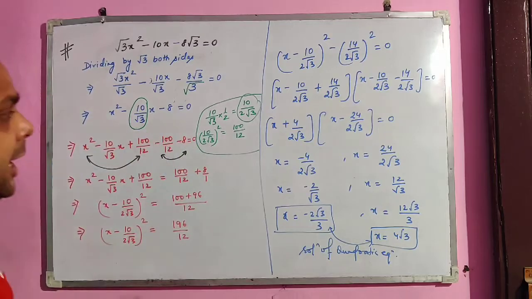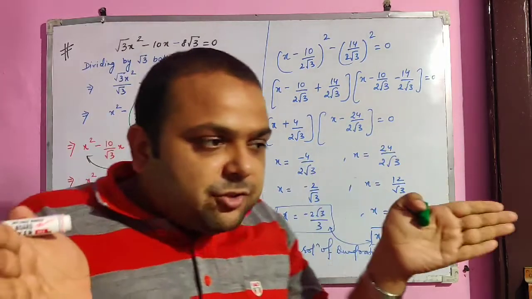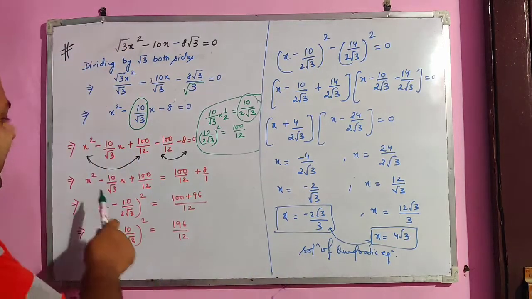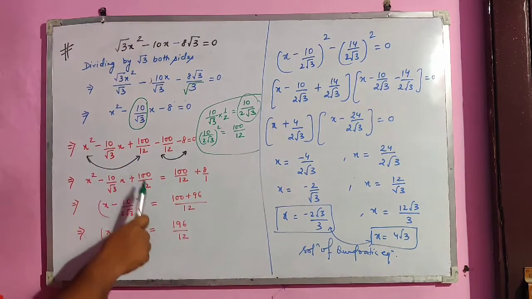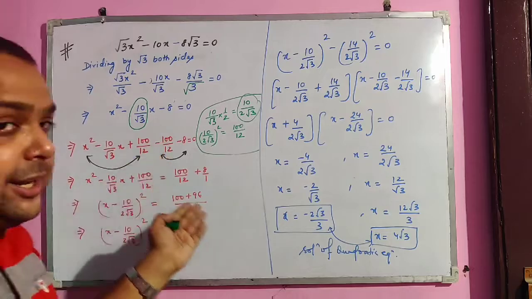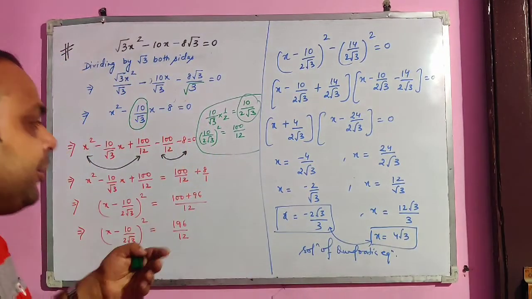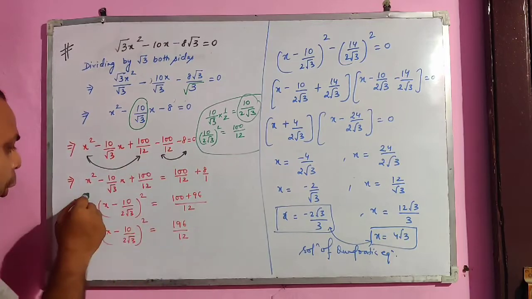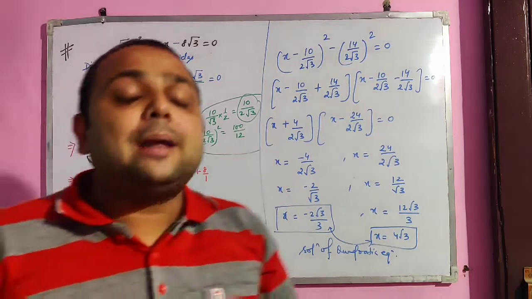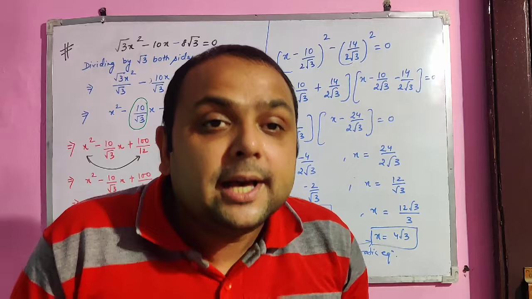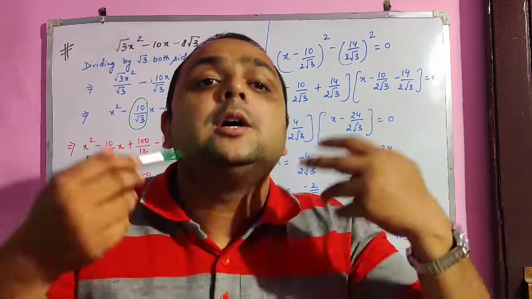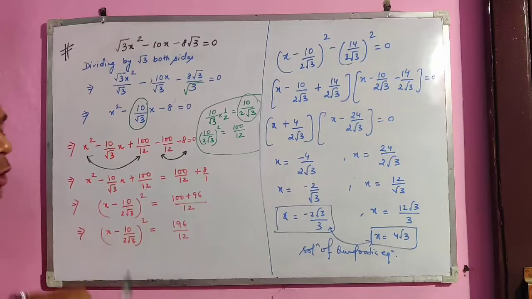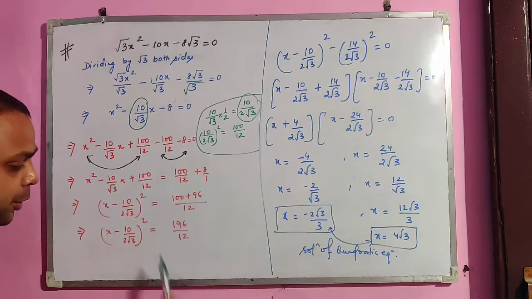Now again, taking the first three terms to the left side and the last two terms to the right side, we get x square minus 10 by root 3 x plus 100 by 12 equal to, both are negative, change to the right side, become positive, 100 by 12 plus 8 by 1. Simplifying this, the left side becomes the formula a square minus 2ab plus b square, that is a minus b whole square. So we can write it like this: x minus 10 upon 2 root 3 whole square equals 196 upon 12.